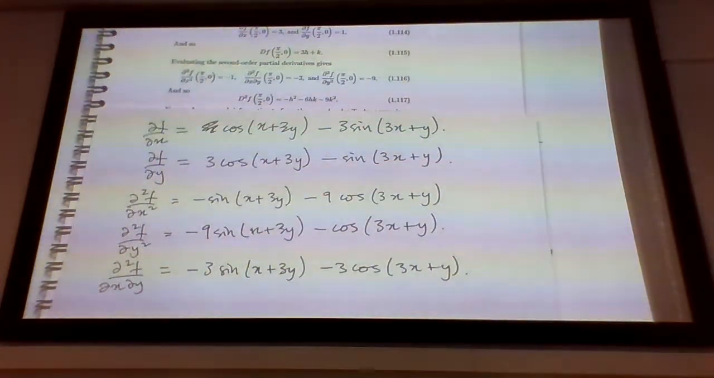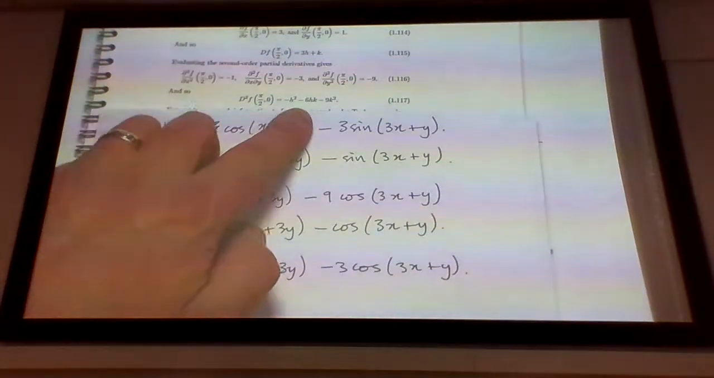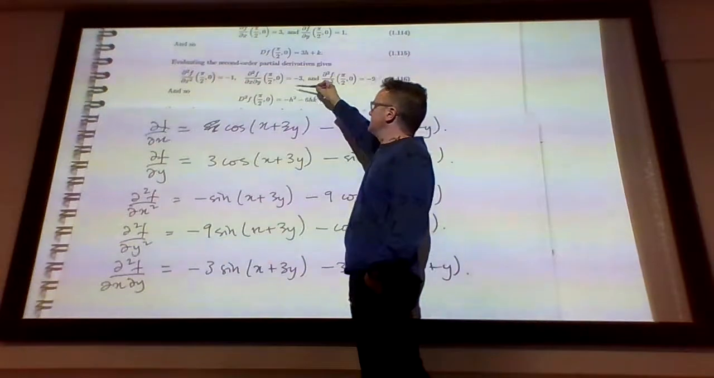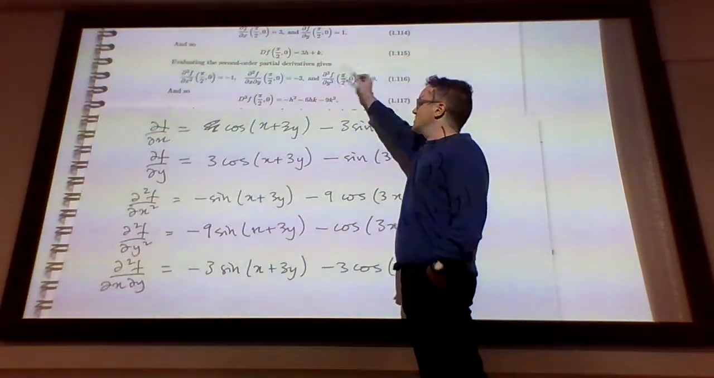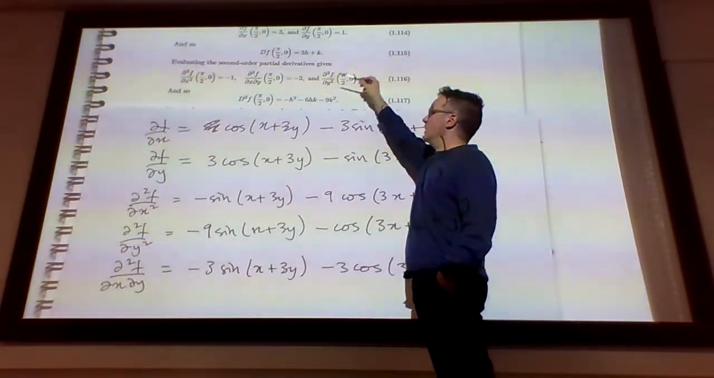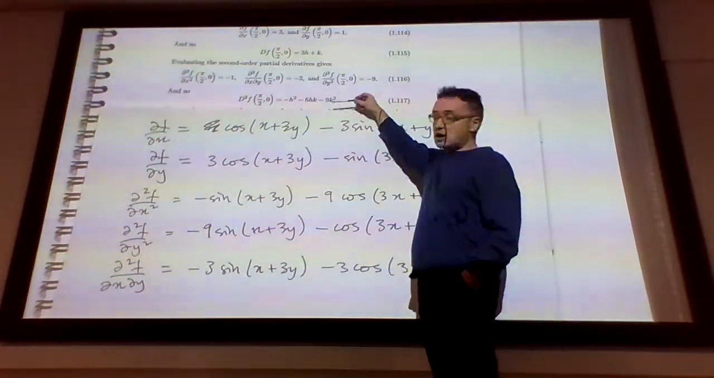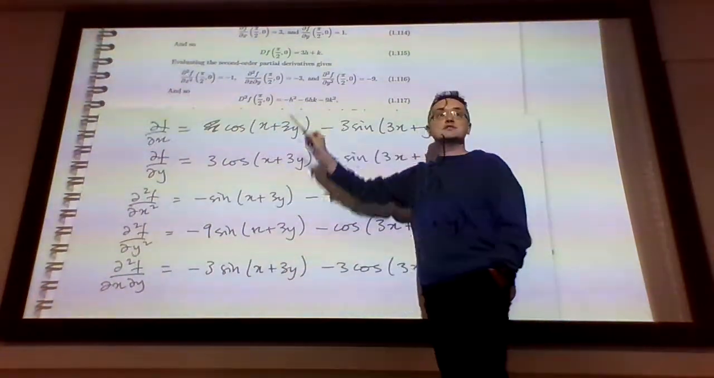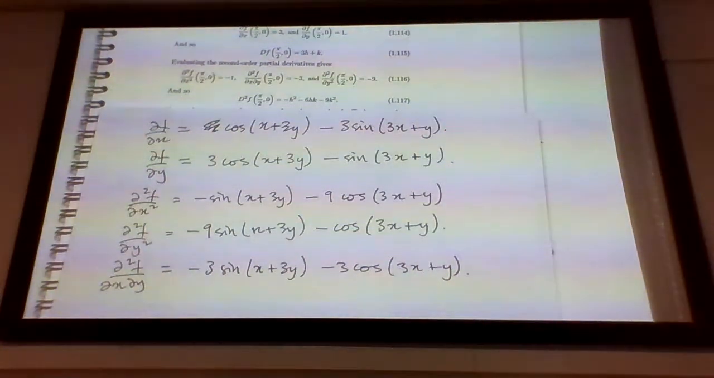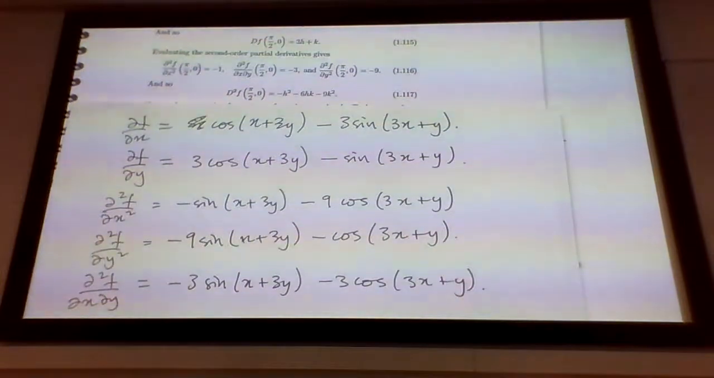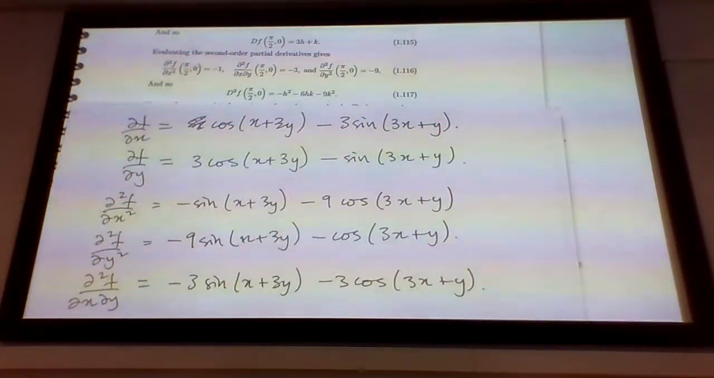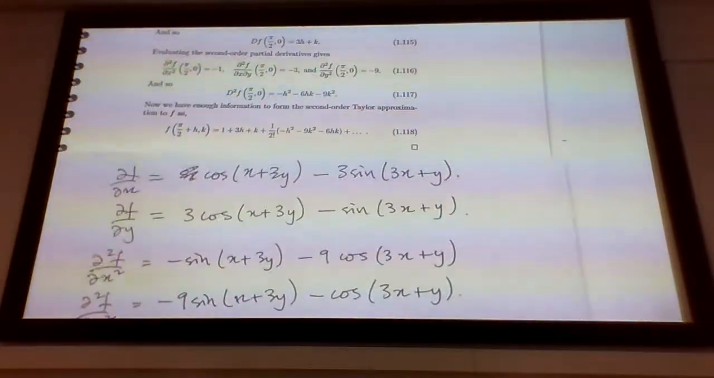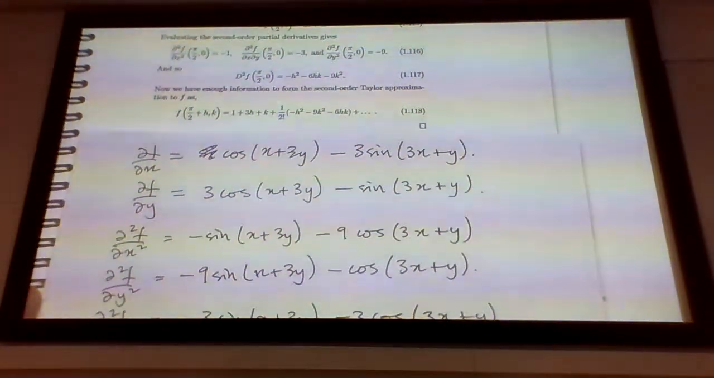Okay. So the second order contribution to the polynomial, this is our h squared d2f dx squared plus 2 times hk d2f dx dy plus k squared d2f dy squared. You put in those evaluations. This is the order 2 terms in h and k, which go into the Taylor series. So putting all that together, then we get the conclusion at the end.